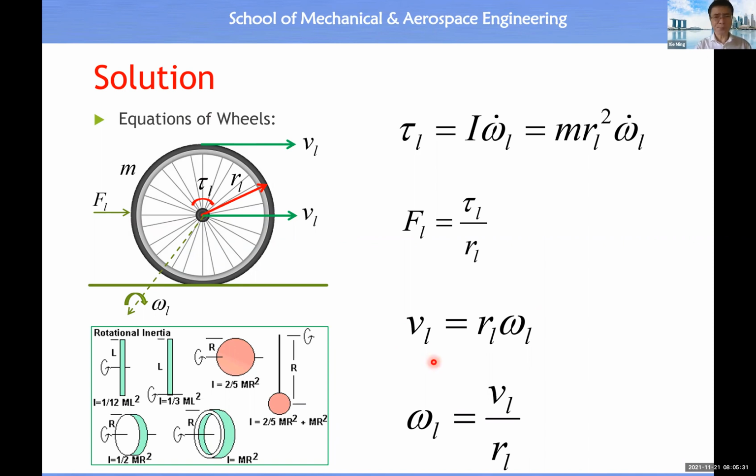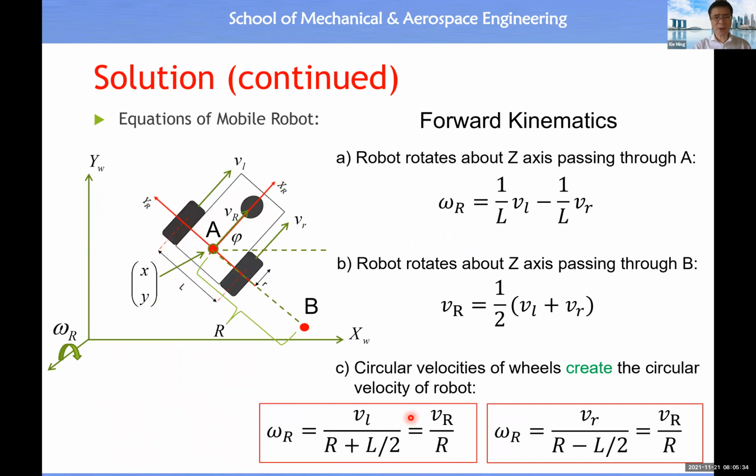Okay. Then with this background knowledge, immediately you know the circular velocity of the left wheel and the circular velocity of the right wheel will make the robot body rotate. So if we consider the motion within the local coordinate system assigned to the robot body, about the axis which passes through point A, you will see VL divided by R. R is, in this case, this distance from A to the center of the wheel, which is equal to half of L.